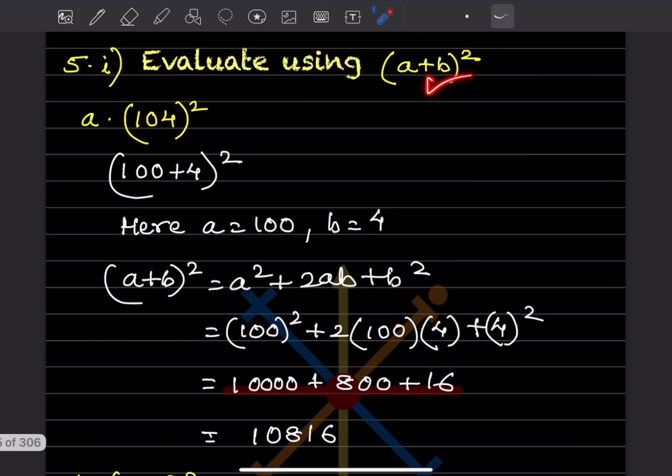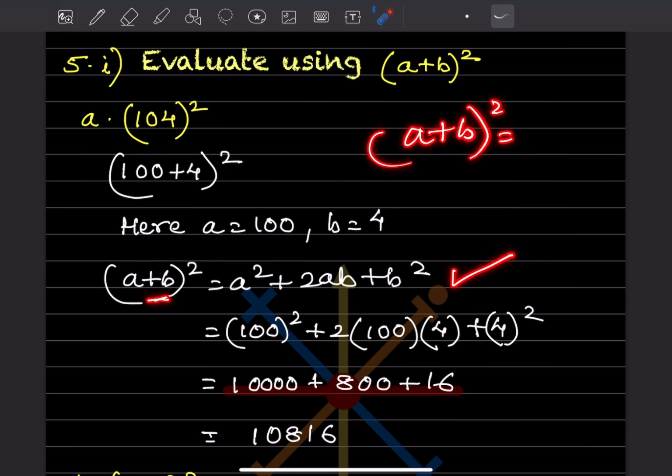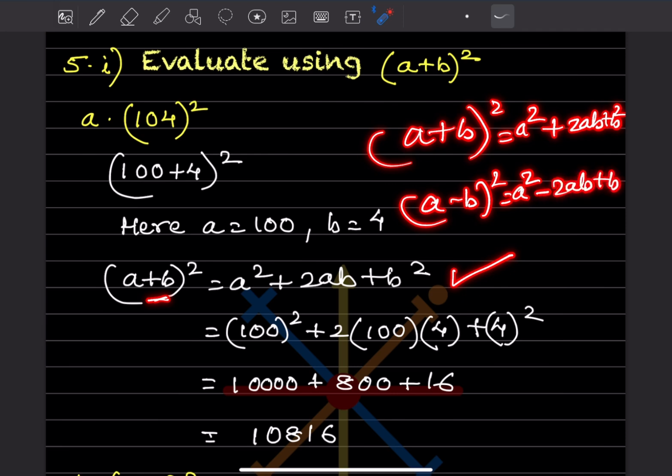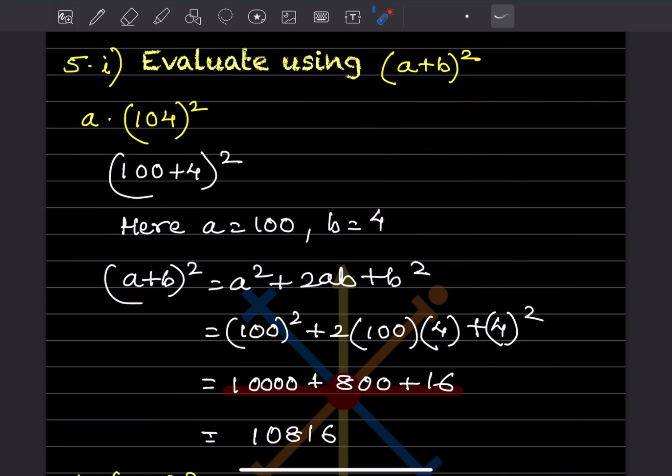Now A plus B whole bracket square means the formula when you expand this. This you should know, this is the standard form. A plus B whole bracket square is going to be A square plus 2AB plus B square. This is what you have to remember. And A minus B whole bracket square will be A square minus 2AB plus B square. All is the same, but in place of this plus, here it becomes minus. These two formulas you have to remember, but we don't have to use A minus B whole bracket square, here we use A plus B whole bracket square. So this is the formula used, and now we know what A is and what B is.